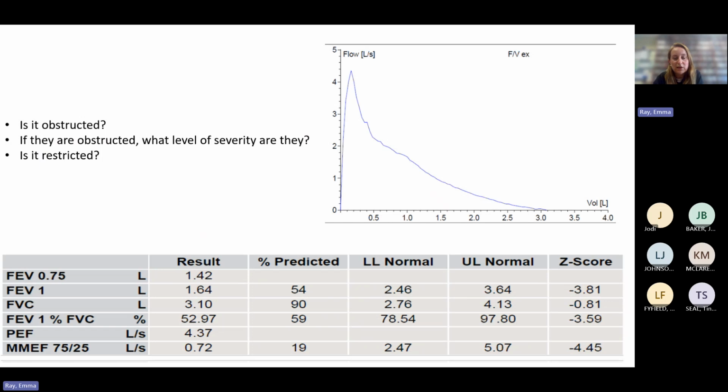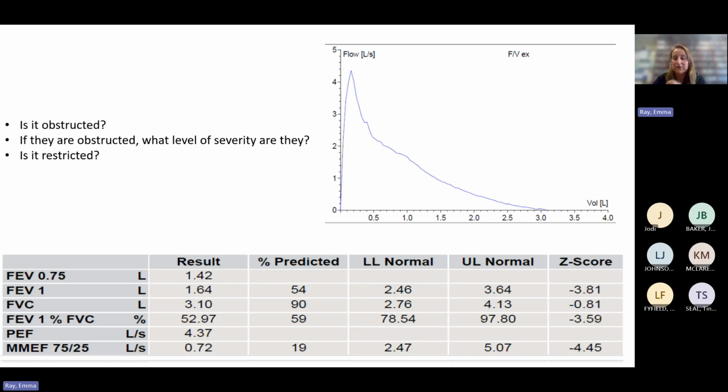When we look at the ratio, the Z-score for the ratio is minus 3.59. So that's less than minus 1.645, isn't it? So that's definitely obstructed. And when we look at the FEV1, it's minus 3.81. So that's lower than it should be as well.